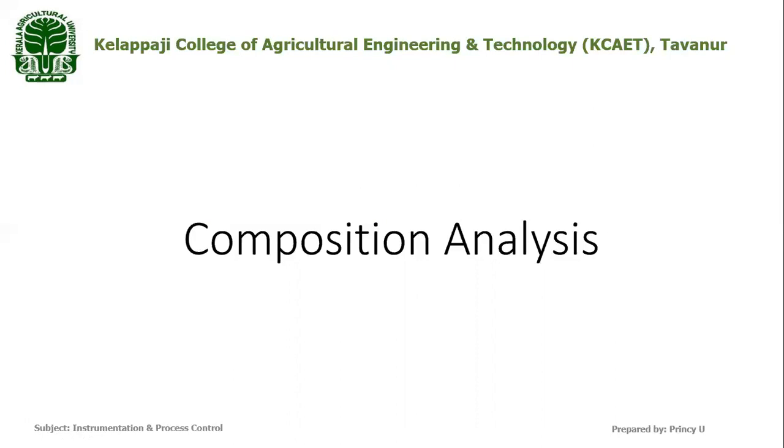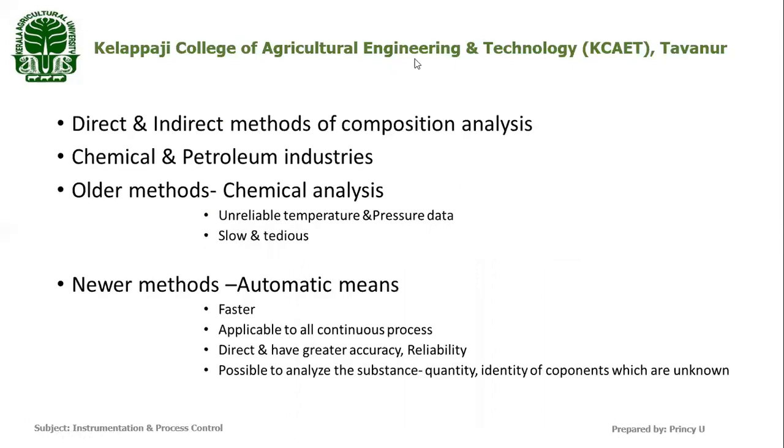There are two types of methods, direct and indirect. In older methods, we used chemical analysis, in which there would be some changes in pressure and temperature, and it is a very slow and unreliable operation. But in newer methods, we use automatic means, which provide faster output and faster results than the older methods, and it is applicable to all continuous processes. So we can apply composition analysis to any continuous process in any processing industry, like chemical plants.